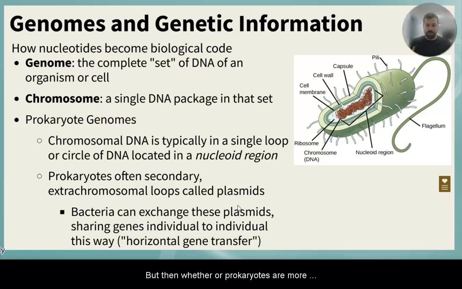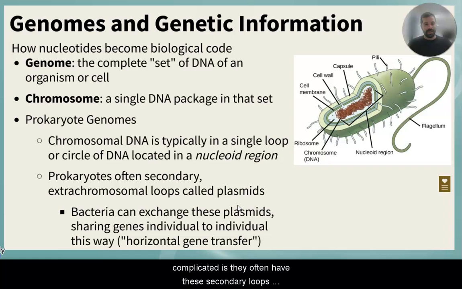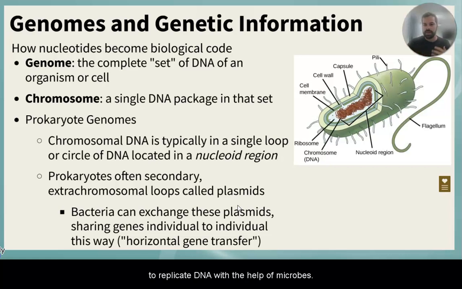But where prokaryotes are more complicated is they often have these secondary loops of DNA that are outside of the chromosome that are called plasmids. These are hugely important to how bacteria exchange genes among one another. Bacteria and archaea, all prokaryotes, in this process called horizontal gene transfer. It's also key to a lot of our biotechnology methods when we're looking to insert DNA to replicate DNA with the help of microbes.